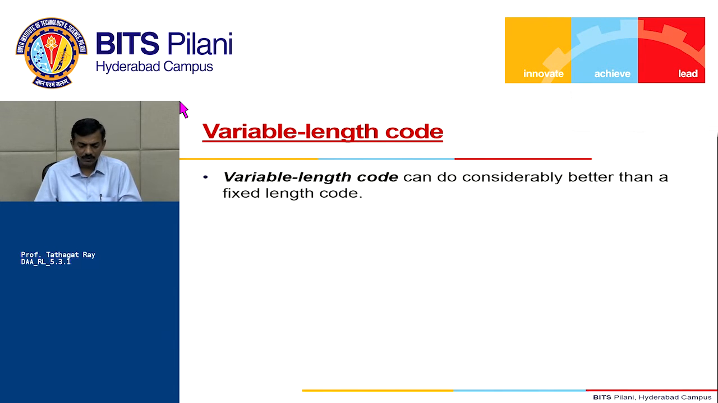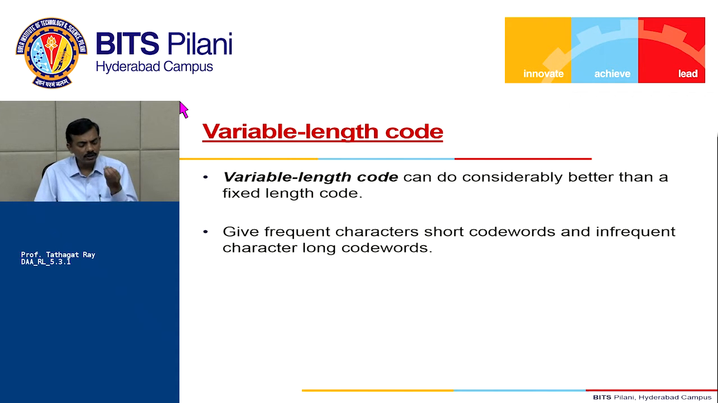Now what is a variable length code? Essentially you look into the pattern, and you see that a particular character which appears very frequently, that means the frequency is very high, we should use perhaps a shorter code word for it. Whereas a character which does not appear that many times, it's infrequent, we will use a long code word. So give a frequent character short code words and an infrequent character long code words.